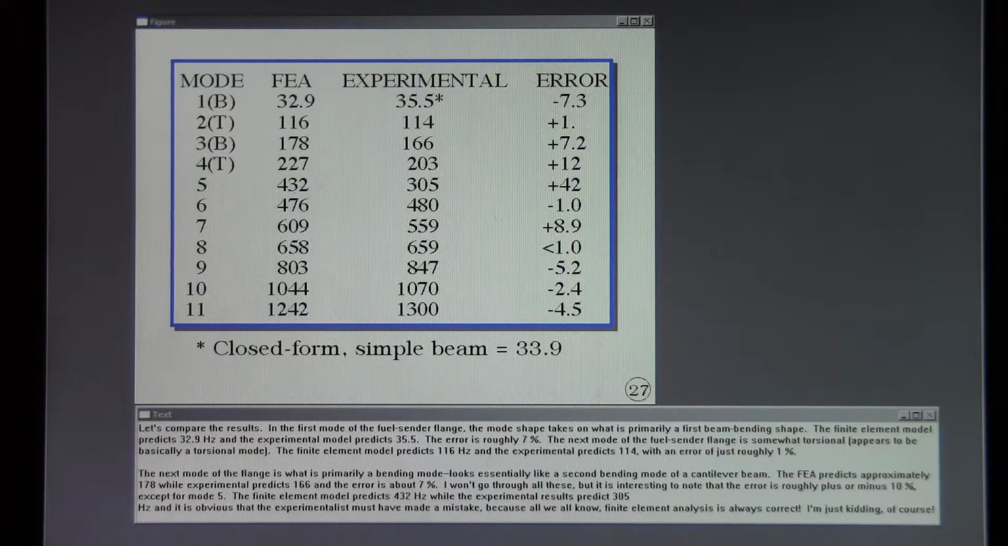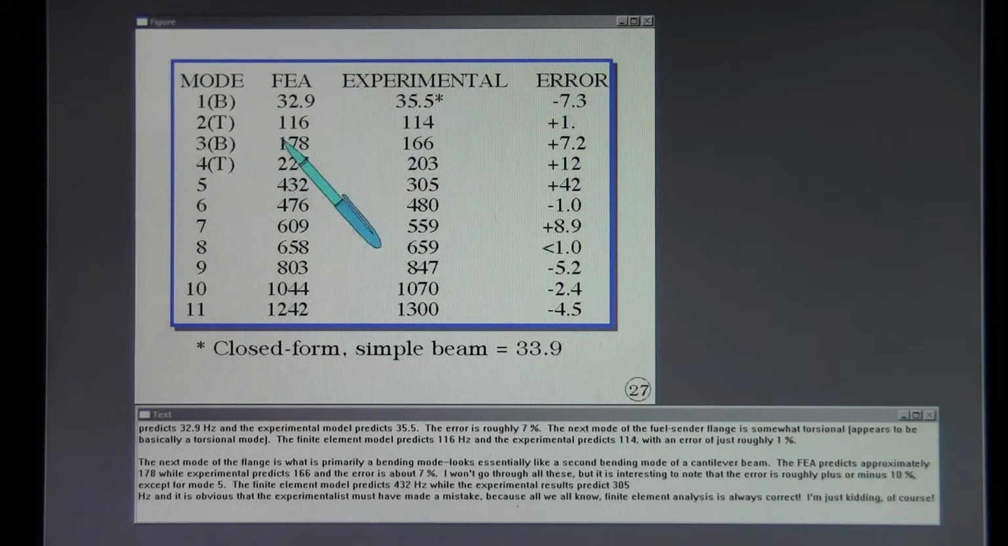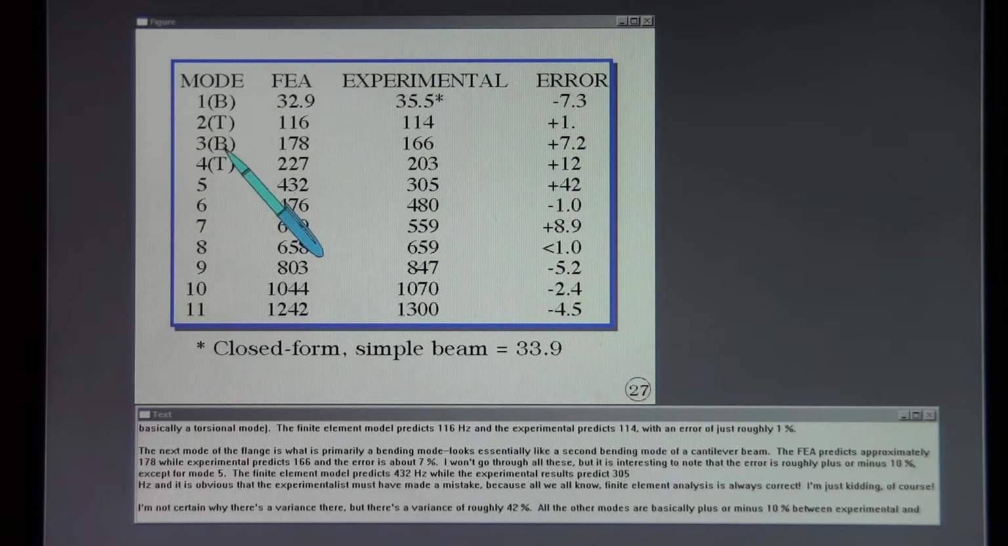The next mode of the fuel sender flange is somewhat torsional, appears to be basically a torsional mode. The finite element model predicts 116 Hertz, and the experimental predicts 114, with an error of just roughly 1%. The next mode of the flange is what is primarily a bending mode. Looks essentially like second bending mode of a cantilever beam. The FEA predicts 178, while experimental predicts 166, and the error is about 7%.